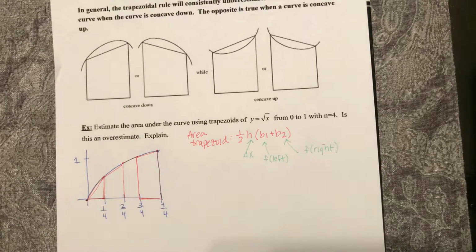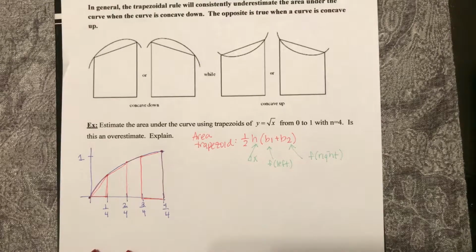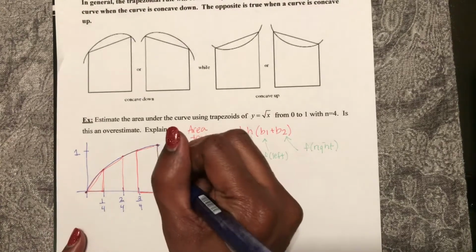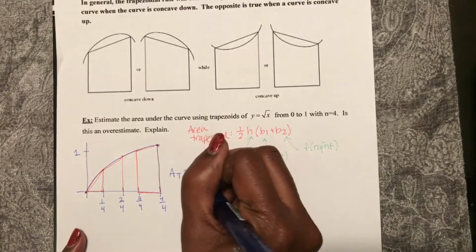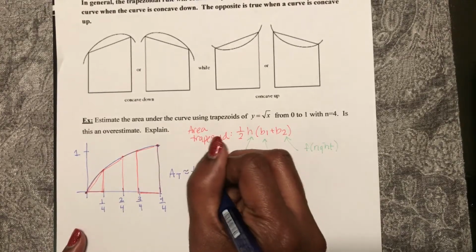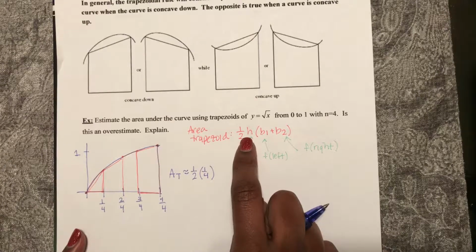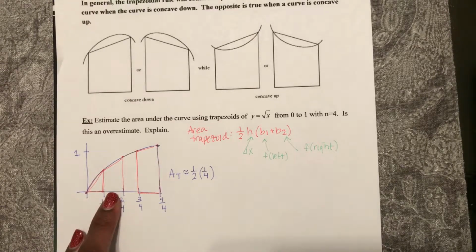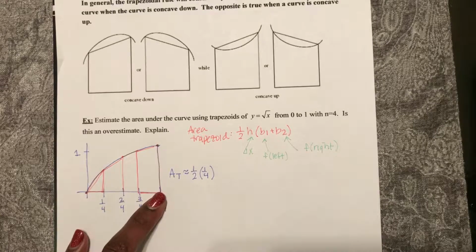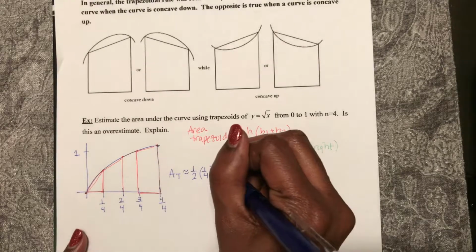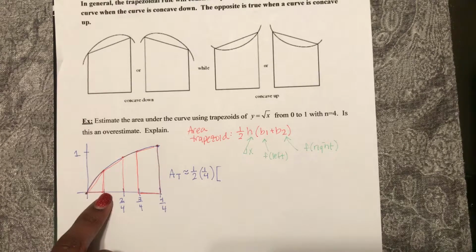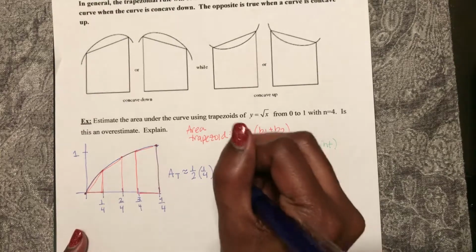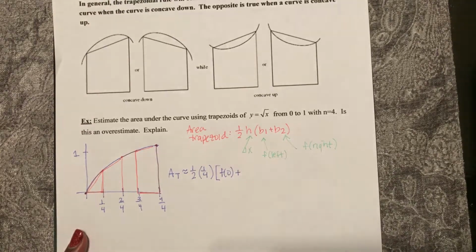So now that we have an idea of the setup for a trapezoid, let's calculate the approximate area. So the area using my trapezoid is approximately 1/2 times delta x, which is 1/4. Now notice that's going to be the same for each of my trapezoids. So I'm not going to write it again. Now let's see. So for this trapezoid, this is base 1 and this is base 2. So it's f of 0 plus.